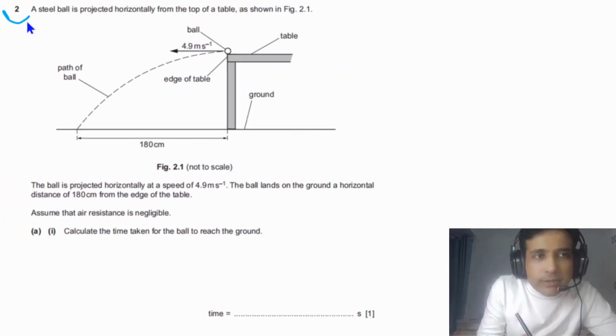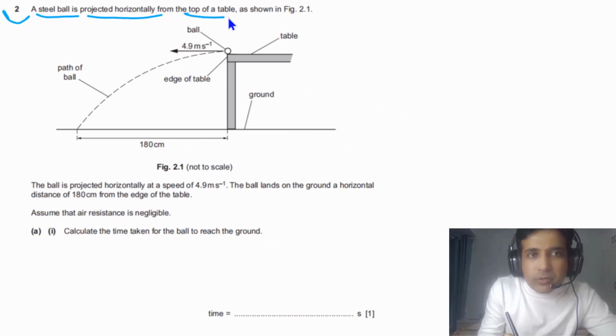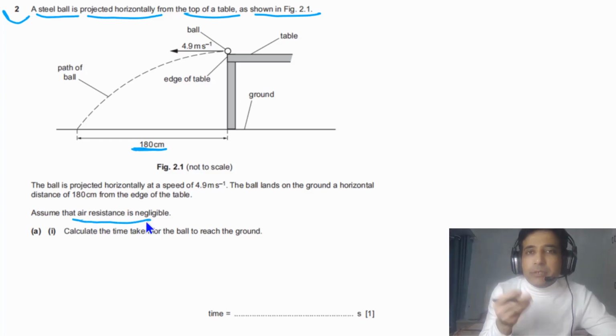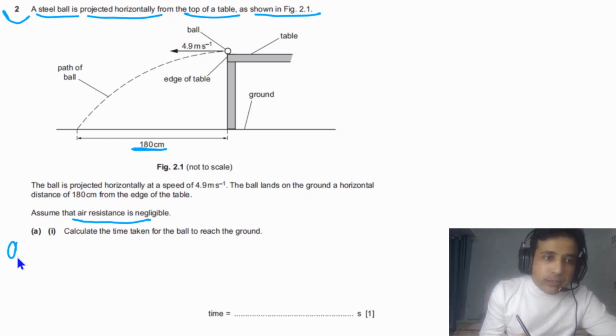For the second question, it is given to us that a steel ball is projected horizontally from the top of a table as shown in figure 2.1, and its horizontal velocity is given to us, and also the horizontal displacement is given. For this question, we can also assume air resistance is negligible. If air resistance is negligible, it simply means that there is no force along the horizontal, so the acceleration along the horizontal will be equal to 0. So simply we can say in this case a_x is equal to 0.